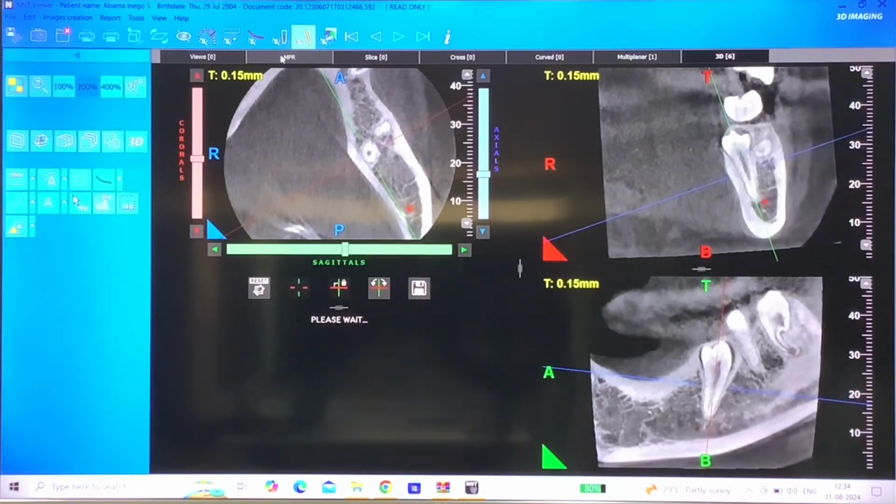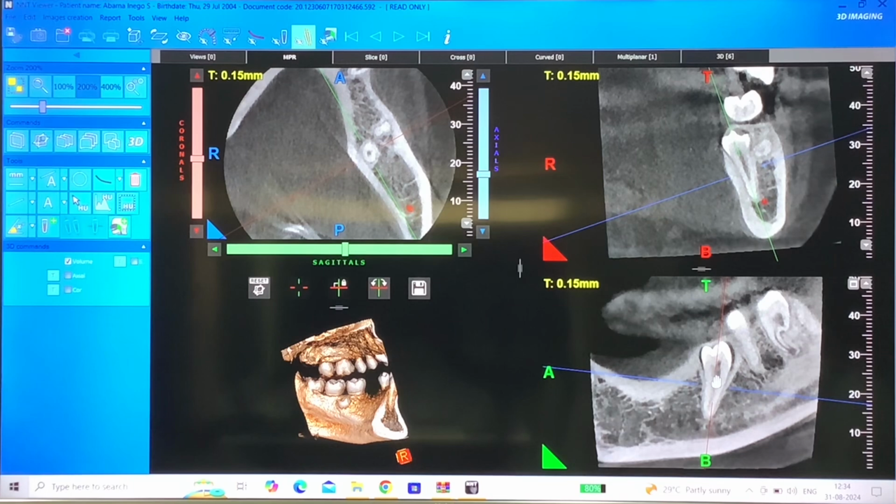From the MPR slice, you can see that the slices are aligned along the long axis of the impacted tooth. You can see that the impacted tooth is completely present within the bone, within the lingual cortex. Just a portion of the crown is exposed to the oral cavity.